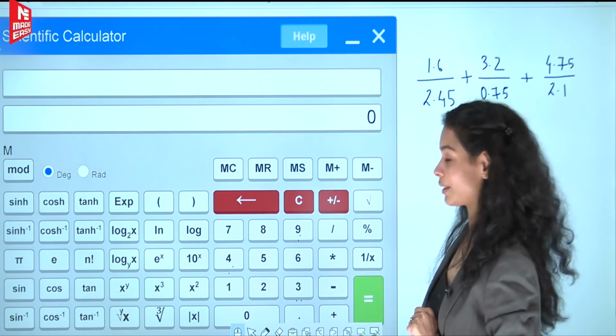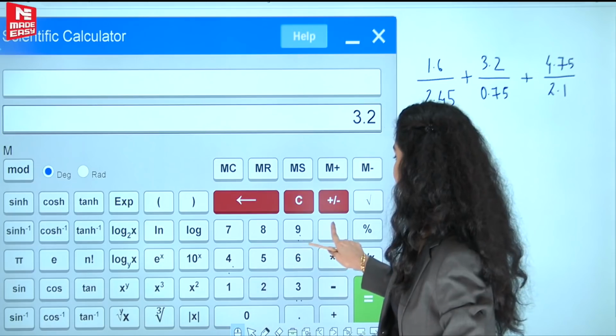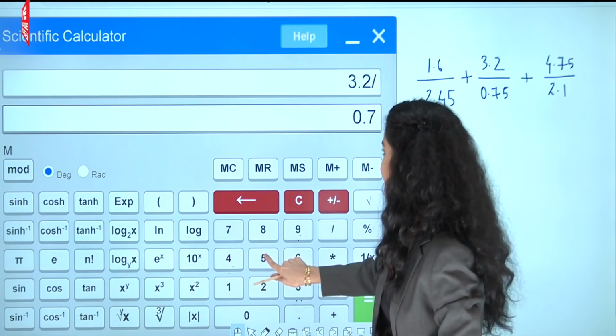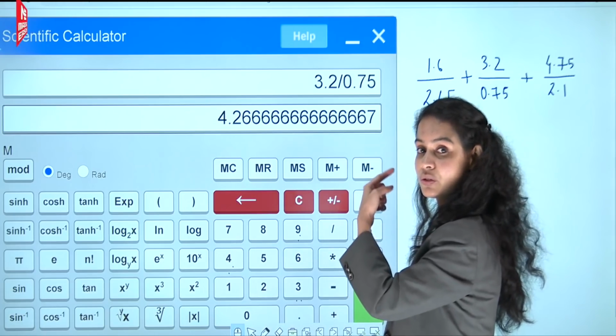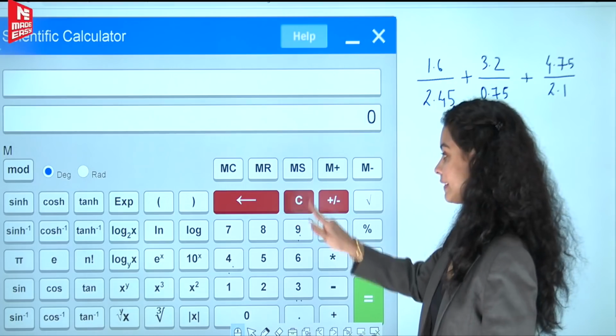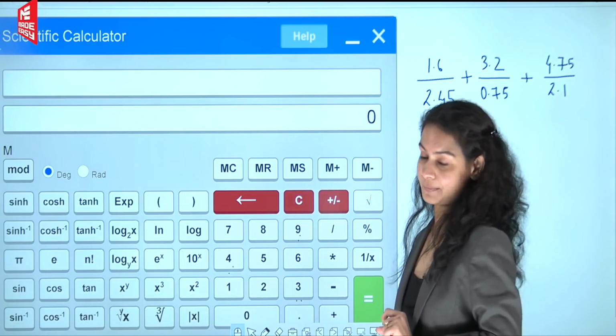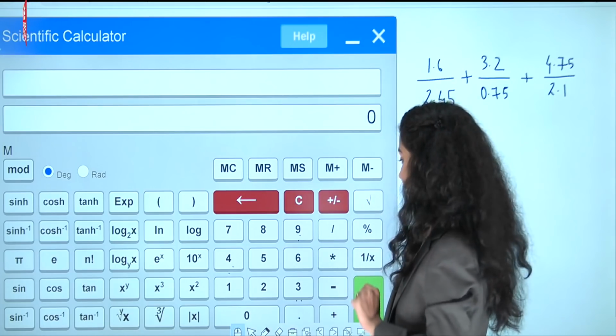Then come to the next one. That is 3.2. So 3.2 divided by 0.75. So this is your second term. Again you need to store it into computer's memory. Press M plus and then press C. So it is stored in the computer's memory. Come to the third part. 4.75 divided by 2.1.